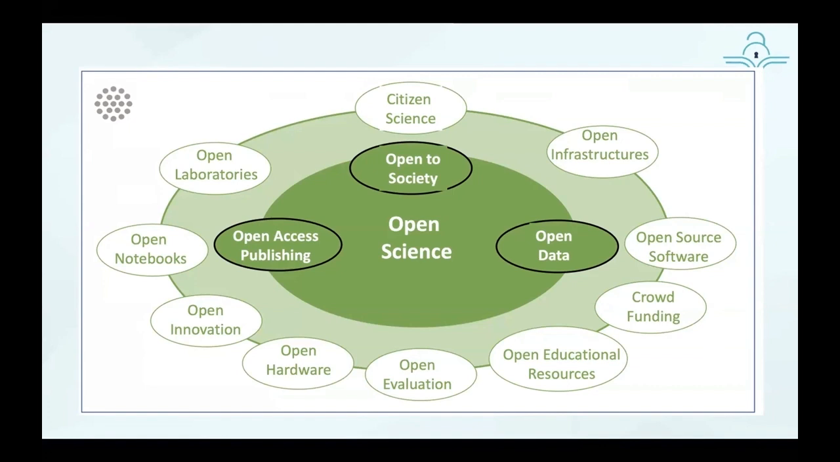The issues in the outer orbit are good to have, some might say essential, but of no worth if the issues on the inner orbit are missing. Note that open access publishing is not a nice to have, it's absolutely essential. Without it, open science would be no more than a dream.